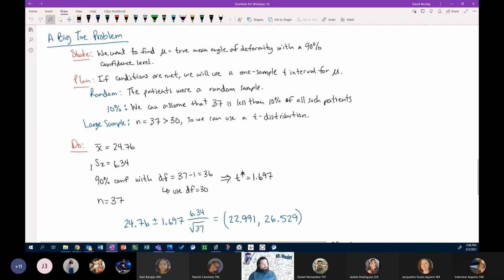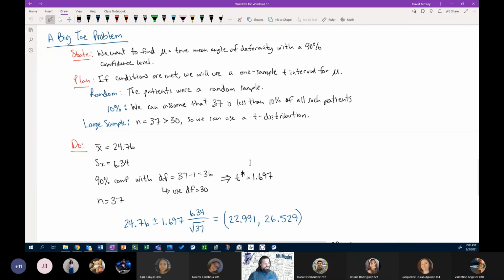Next, we do the math. So in this case, we know x bar, it's 24.76. We know the sample standard deviation is 6.34. We know that we want to find a 90% confidence interval, which gives us 36 as the degrees of freedom, which means we have to use 30 from table B, because that is the closest degree of freedom listed that is not greater than 36. Right, and remember, we got to use Price is Right rules. We got to get as close as we can, but we can't go over. That gives us the t star of 1.697. And n equals 37. That is our sample size.